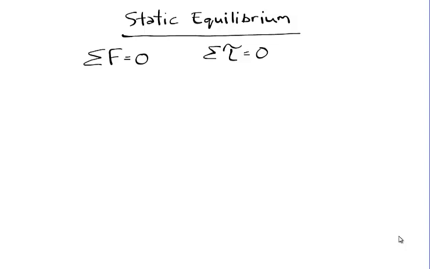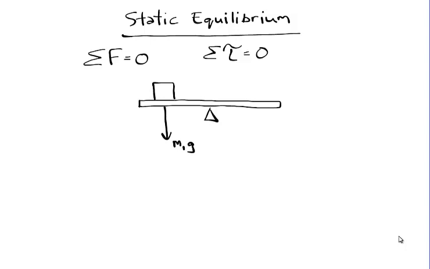Now take, for instance, a teeter-totter. If I have a weight acting on my teeter-totter, I'll call this M1G, at a distance of what I'm going to call R1, and I have a smaller weight, which I will call M2G, acting at a distance R2, we know from the labs that we've performed that these can be in equilibrium. We could set up this situation so that it doesn't rotate.